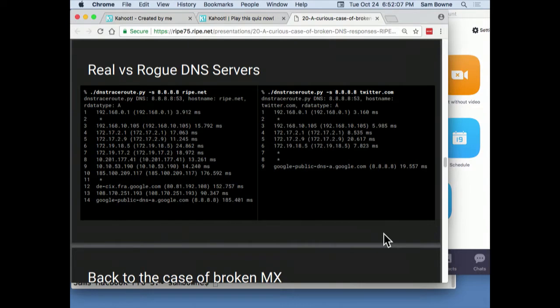here's real versus rogue servers. If he goes to ripe.net, it's a real server. It's 13 hops away, 14 hops to get to Google, 185 milliseconds. But if he does it for twitter.com, it's only 9 hops away in 20 milliseconds, supposedly going from the same source address to the same destination address. So somebody is lying to you here.